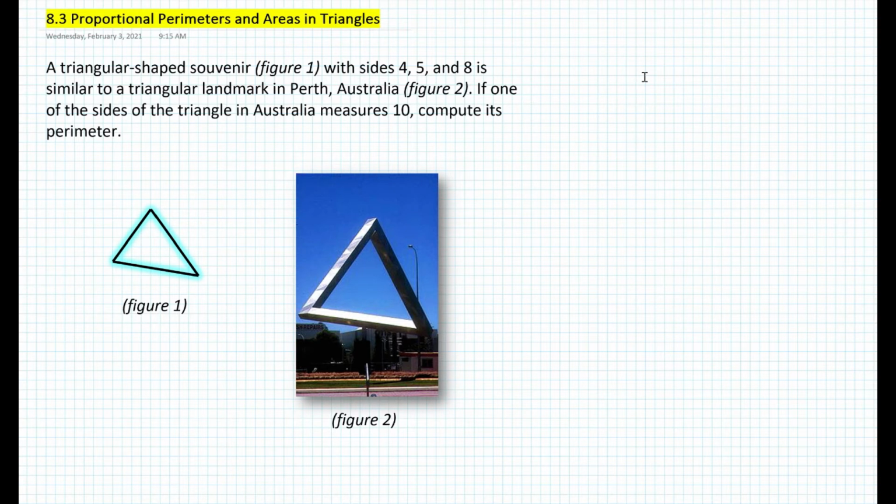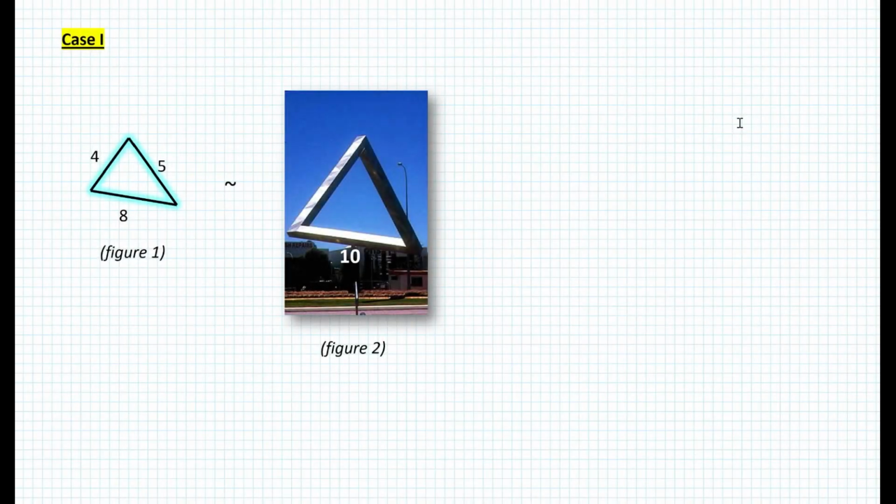So how do we solve this problem? It seems like we don't know which side has a length of 10 for the triangle in Australia. And also in figure 1, we don't know which side has length 4, 5, and 8. So let's ask ourselves, how many possible answers could we get here? Well, if we use 4, 5, and 8 respectively for one of the sides for the triangle in figure 1, then we can actually obtain 3 different answers. So let's try it. Let's look at the first case.